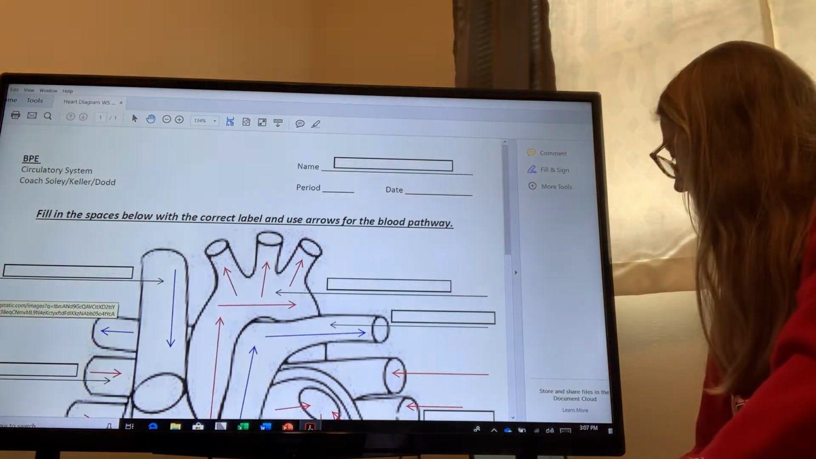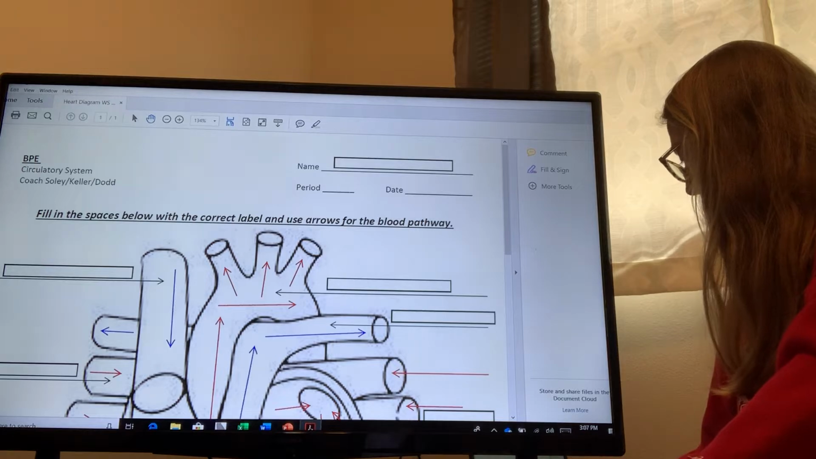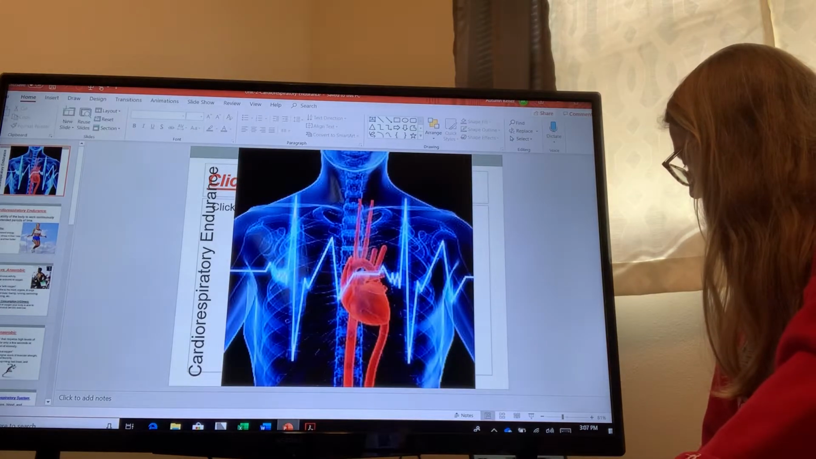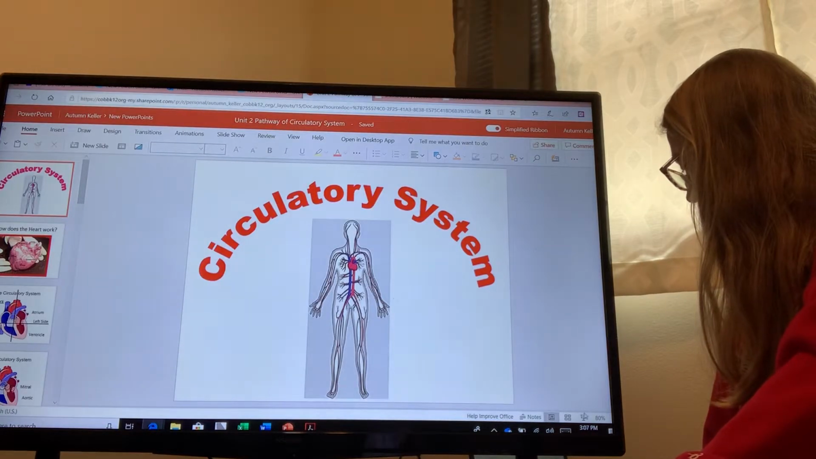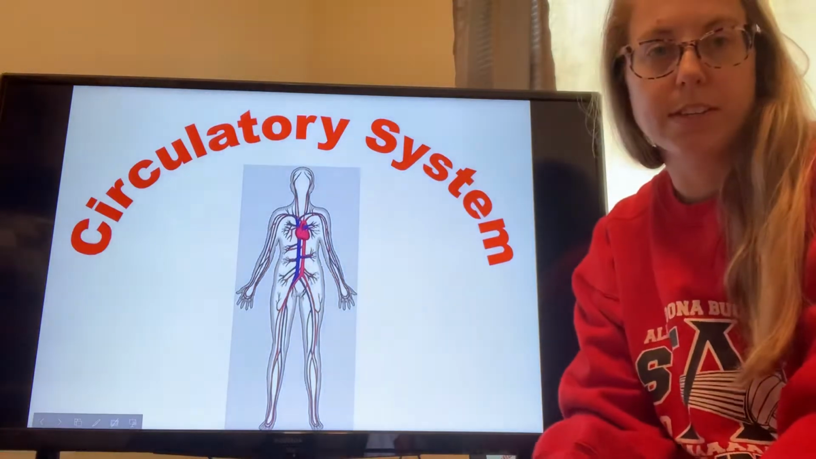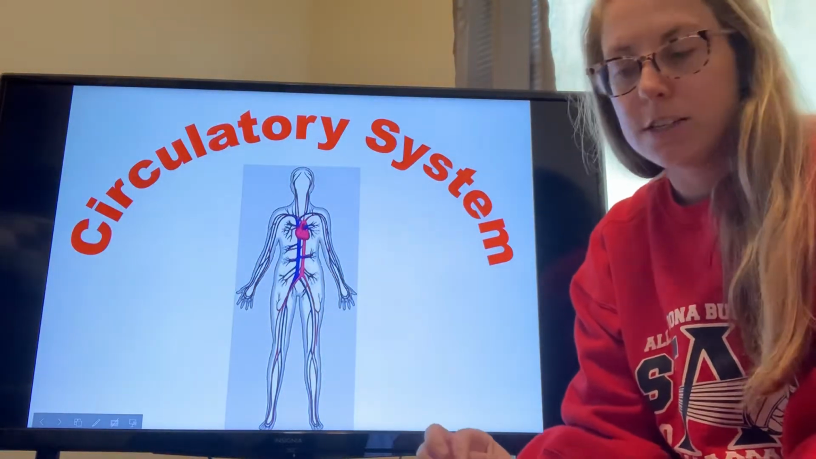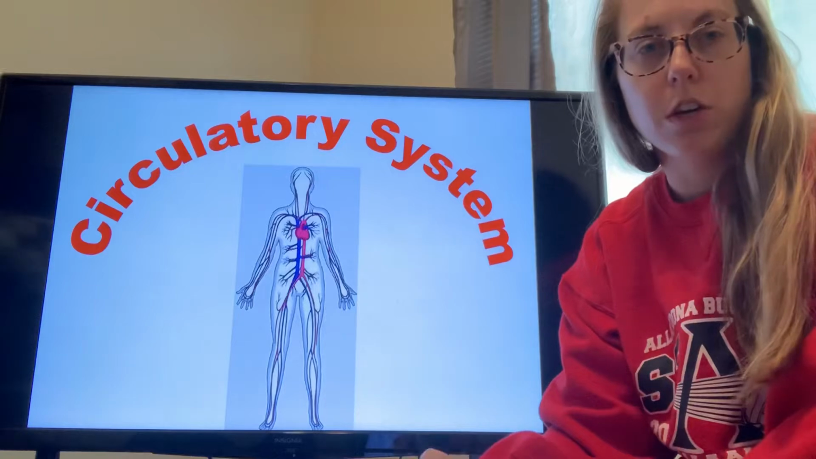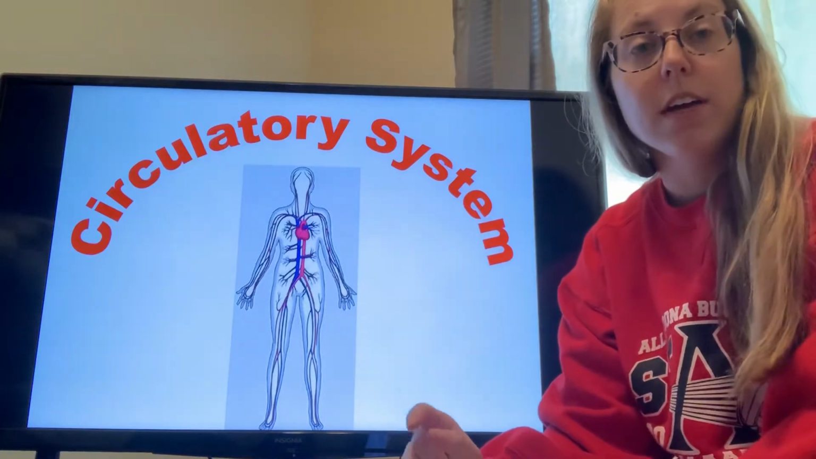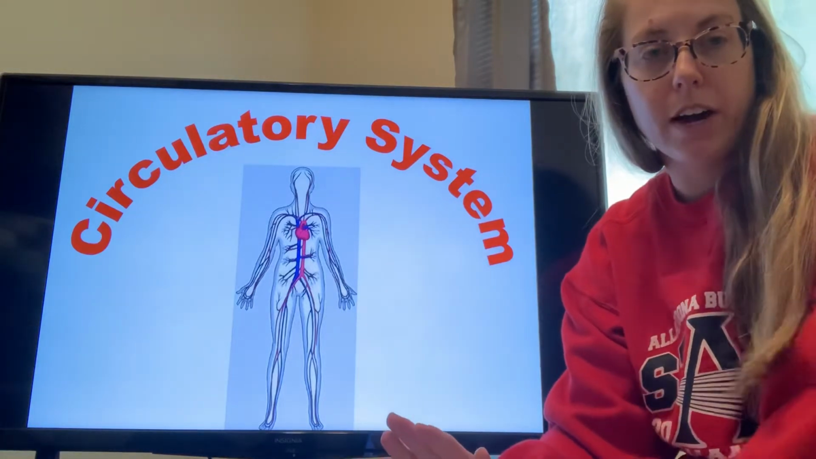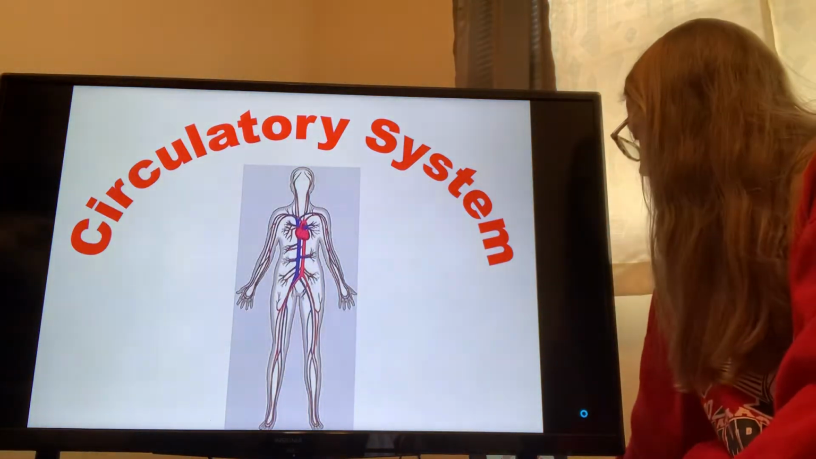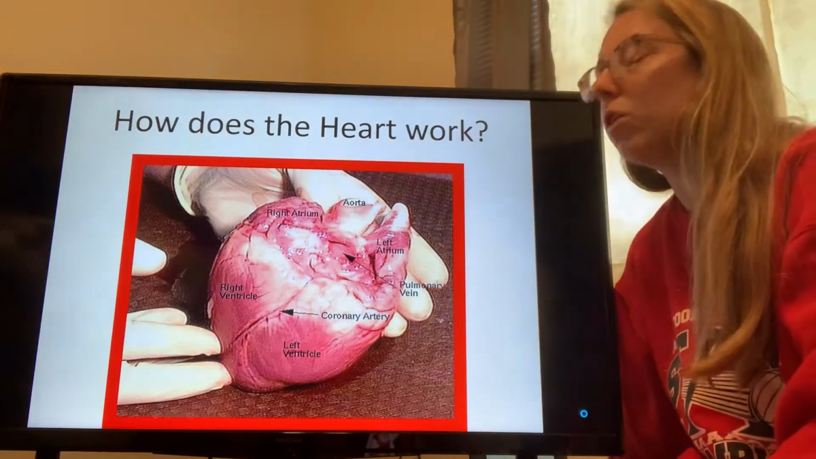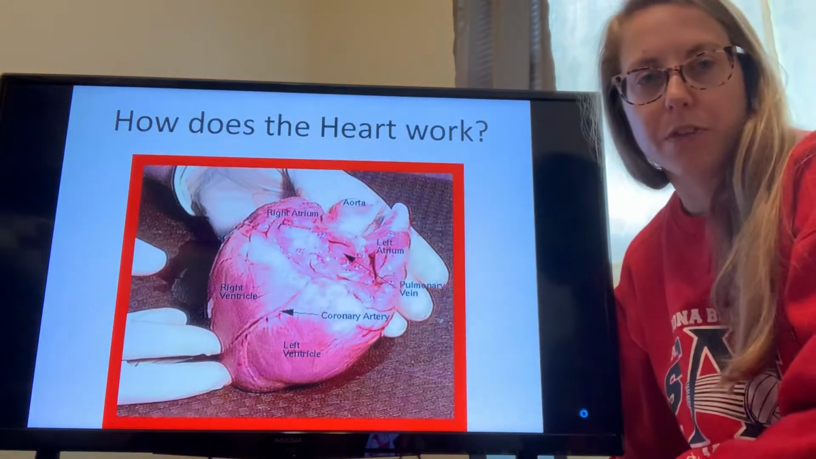All right, so I am going to click out of this and go back to this PowerPoint, not this PowerPoint, this one. And we are going to go straight through the circulatory system, filling out this heart diagram. So I'm going to walk you through and show you how we can do this. It's going to be slow at first so that we can figure out how this all pans out together. All right, so how does the heart work is literally what we're going to go through.